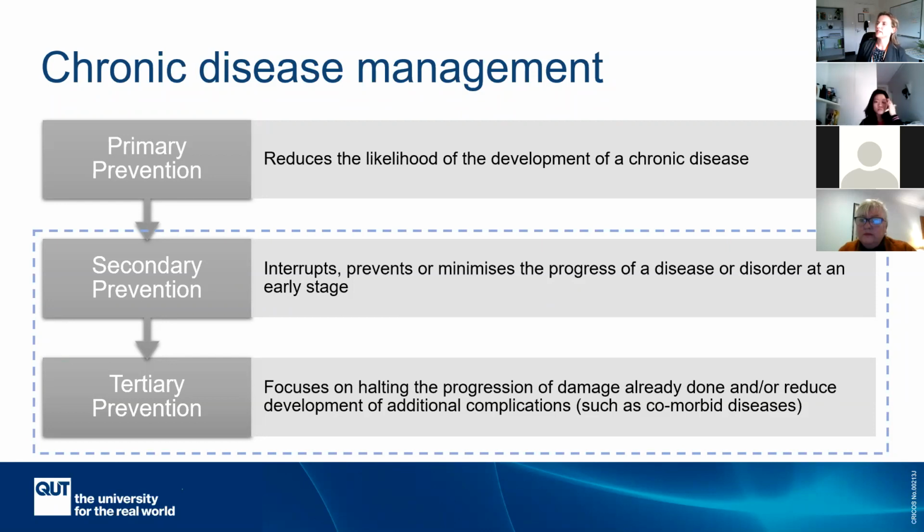Primary prevention is around reducing the likelihood that a disease develops in the first place, but in this unit we're talking about people who are living with complex comorbidity.